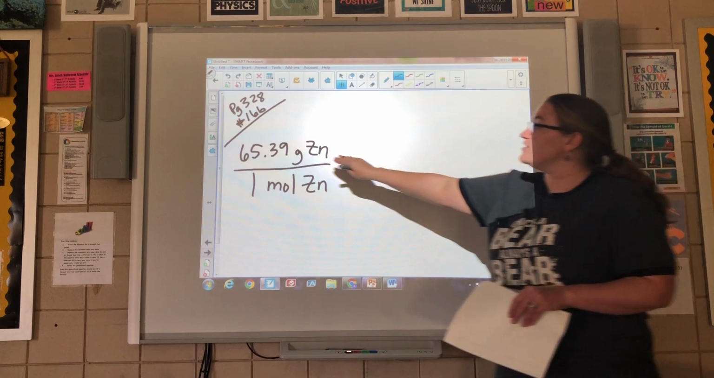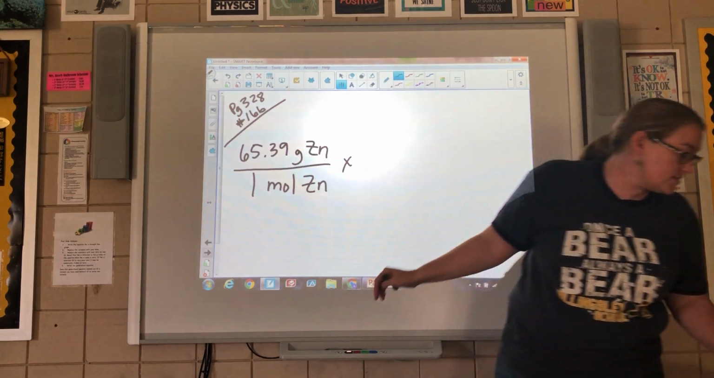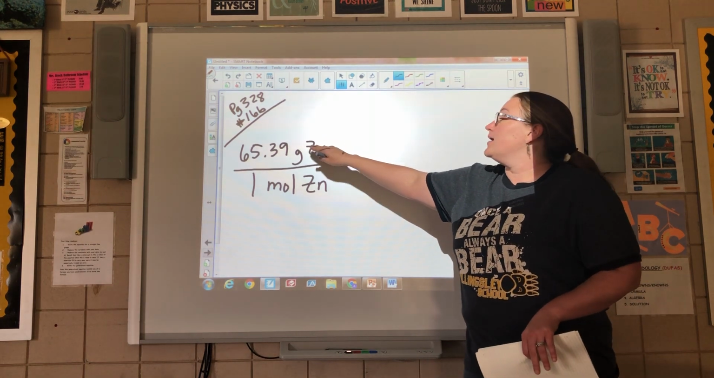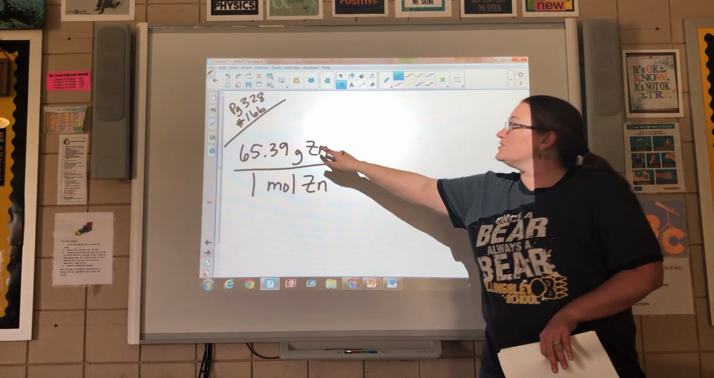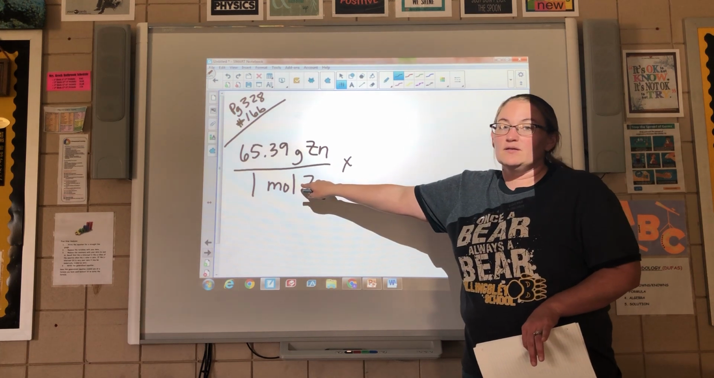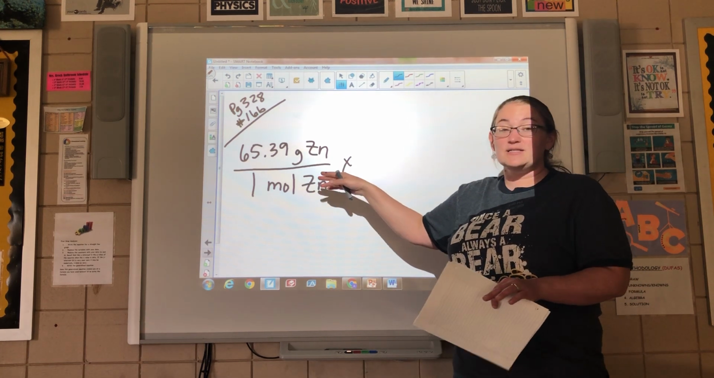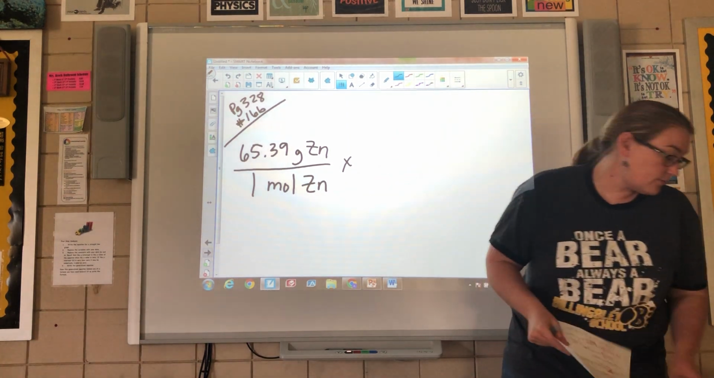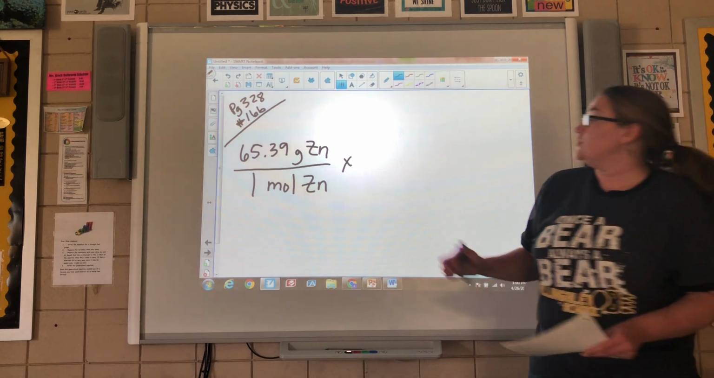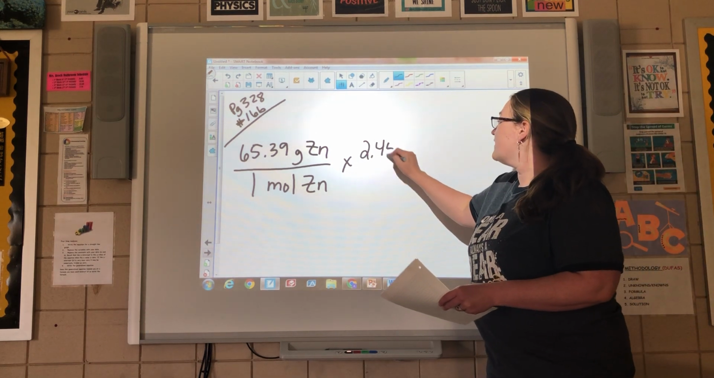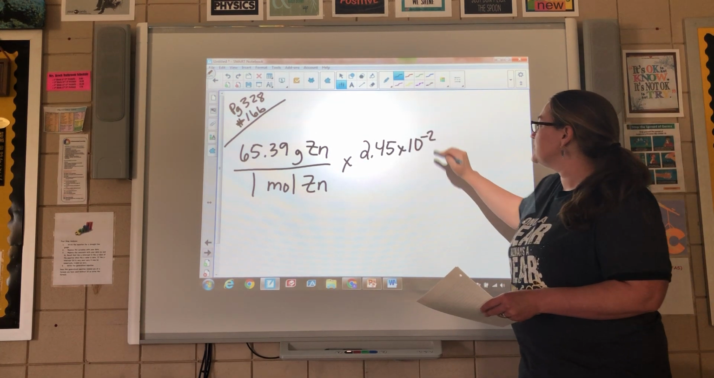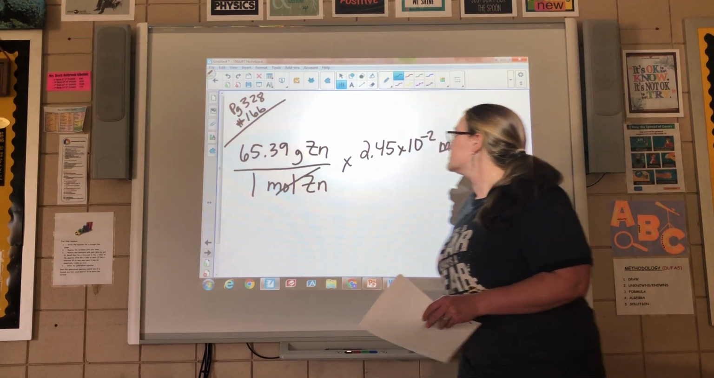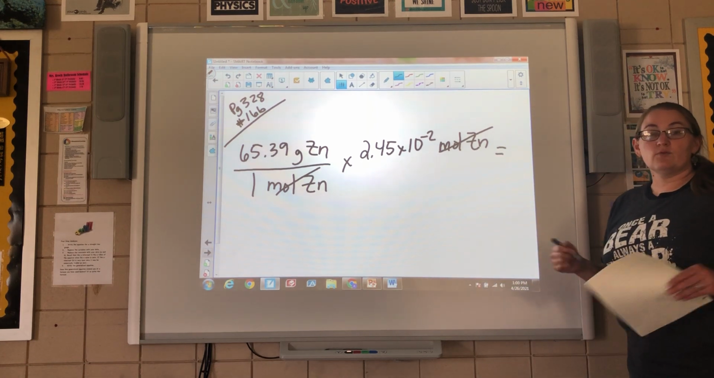Okay, so I've got the unit I'm looking for. It's wanting me to determine the mass. So I've got the unit I'm looking for on top, and I've got what it's equal to on bottom. But this is the unit I want. So what have I got to do with this unit? Somehow I've got to cancel it out. All right, so look at what they give you in the problem. They give you moles of zinc. 2.45 times 10 to the negative second moles of zinc. And that cancels this out, that cancels this out. So now I can work the problem.